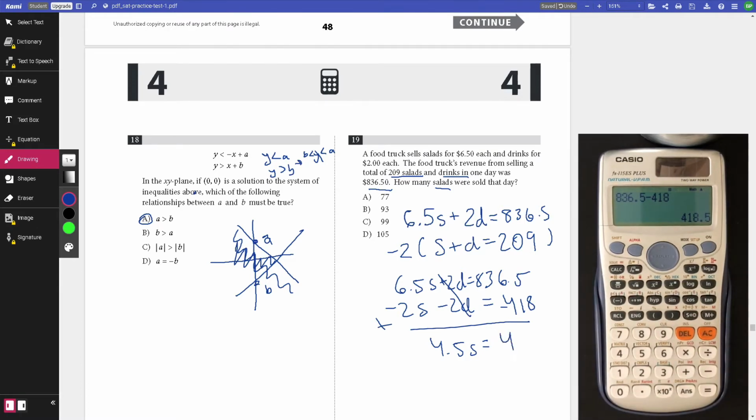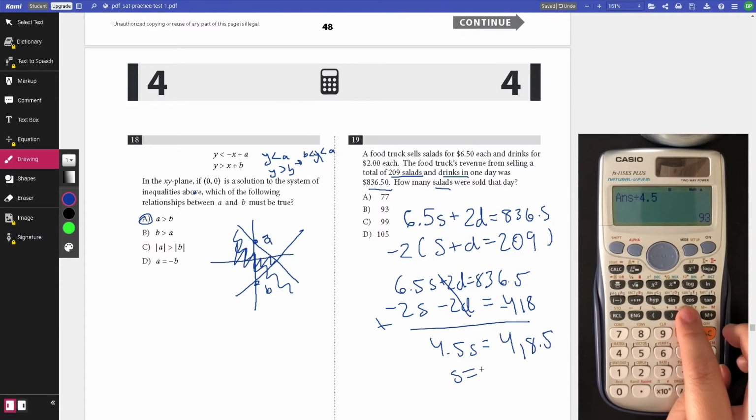So we get 418.5, and then divide by 4.5, we get s, we get 93. So the answer is B, 93.